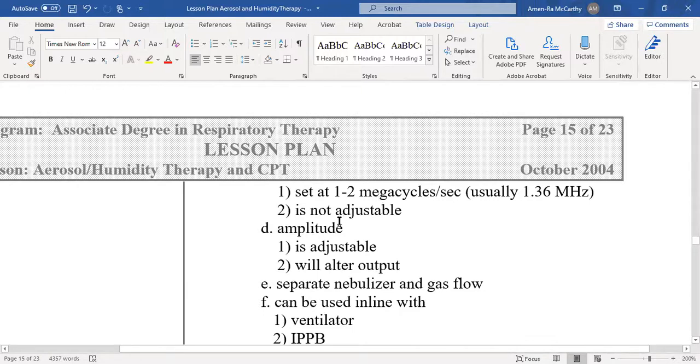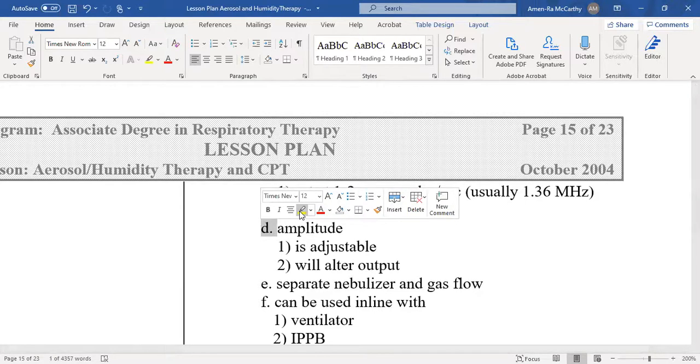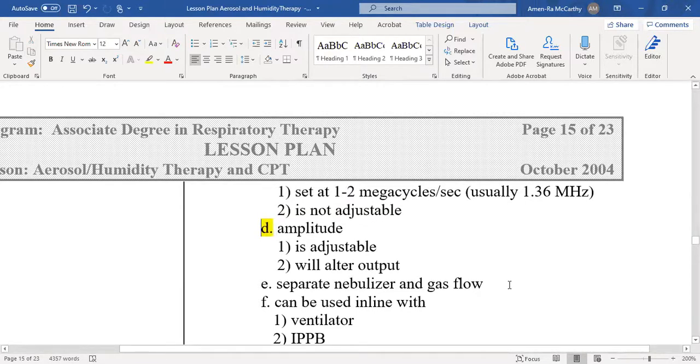But you can control the amplitude. I can't control how fast it vibrates, but I can adjust the amount that it's putting out, because it might be too much. I'm like, that's too much, turn it down some. I can turn the amplitude down, but I cannot control the frequency. The amplitude is adjustable and will alter the what? Output.